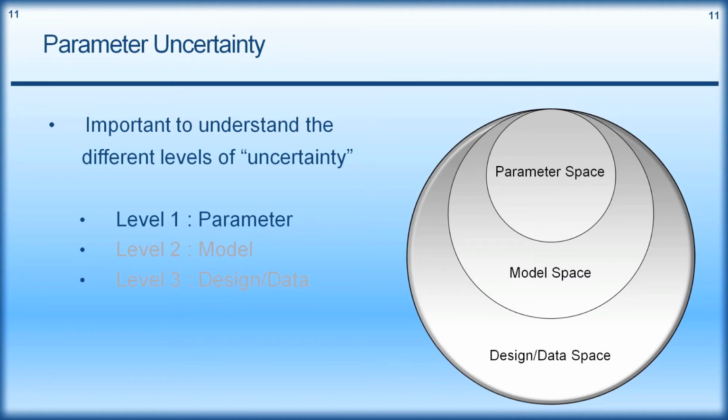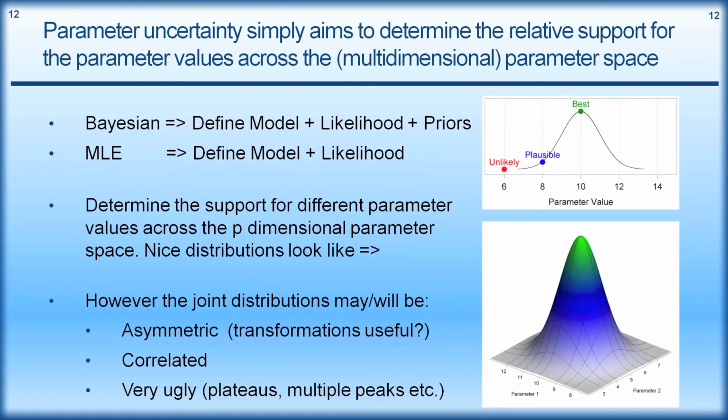So let's talk about the first of these, the parameter space. So parameter uncertainty simply aims to determine the relative support for the different parameter values across the multidimensional parameter space. So within a Bayesian framework, we would look to define a model, a likelihood and a prior. With maximum likelihood estimation, we just need to define the model and the likelihood. And really what we're looking to do here is to determine the support for different parameter values across the p-dimensional parameter space, if there are p parameters.